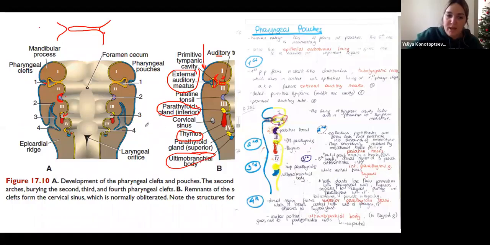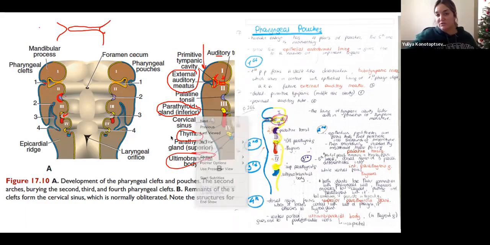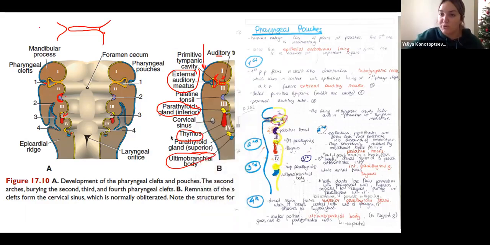So is this normal anatomical position for you? Of course not, right? The superior parathyroid gland cannot be inferior to the inferior one, right? So this is why it has to be modified. Some kind of changes must appear. So what are those changes?